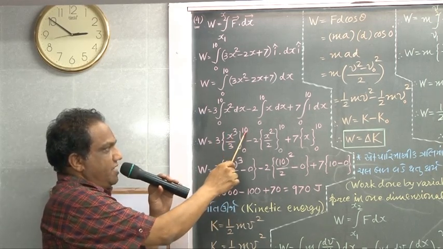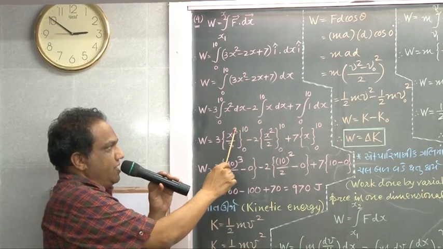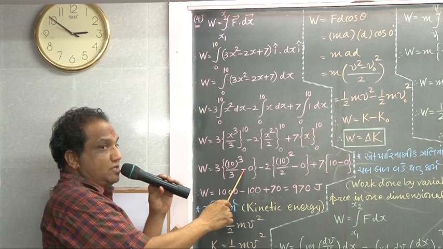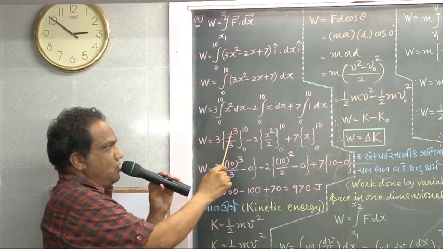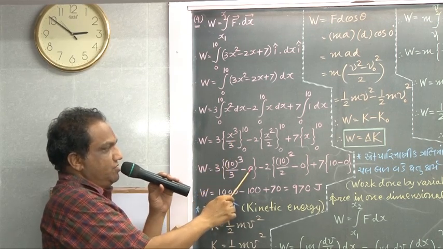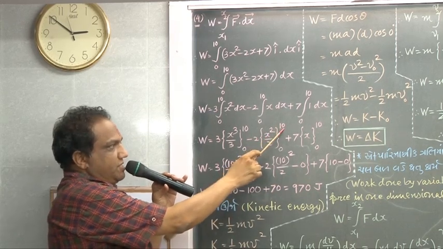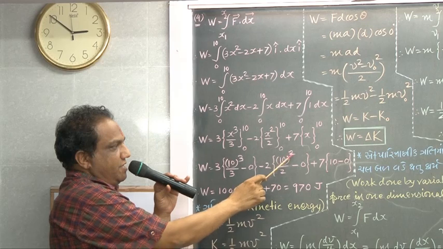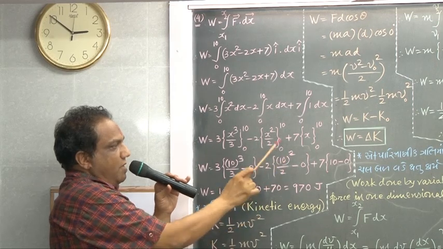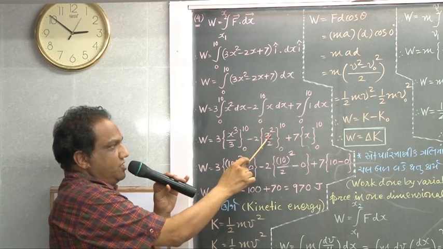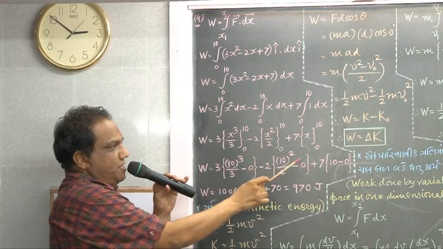Instead of x, I should write the upper limit, that is 10. So 10 cube upon 3, minus lower limit, instead of x put 0. 0 cube is 0, 0 upon 3 is 0. Minus 2 as it is. Instead of x, put upper limit, that is 10. 10 square upon 2. After putting minus sign, instead of x, I am supposed to write 0. 0 square is 0, 0 upon 2 is 0.